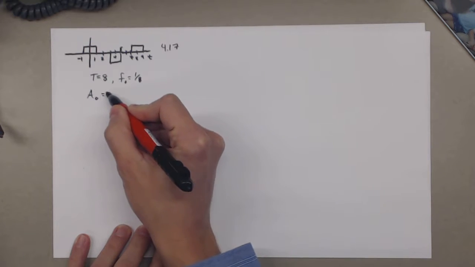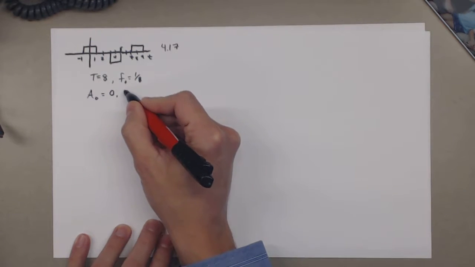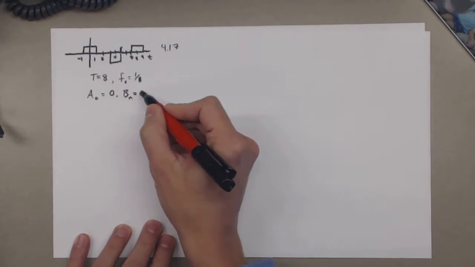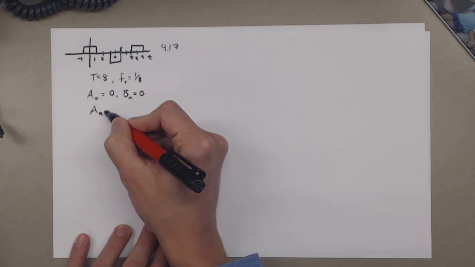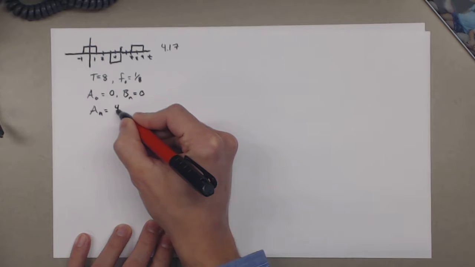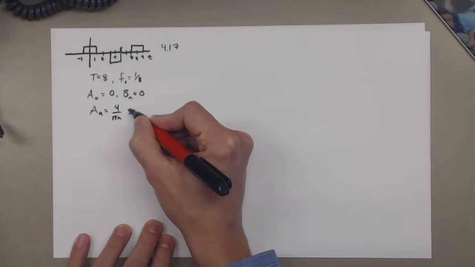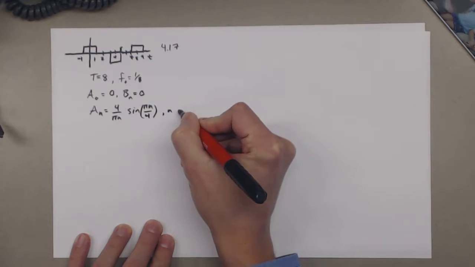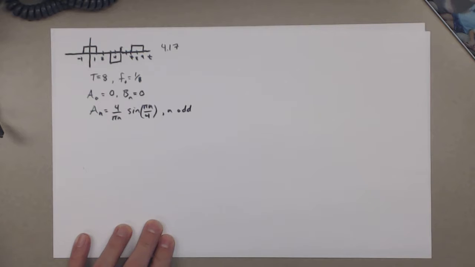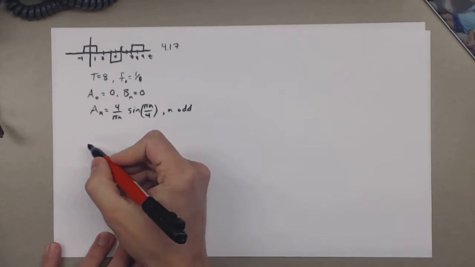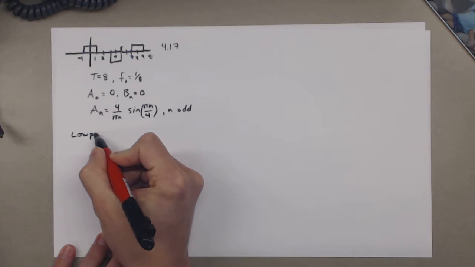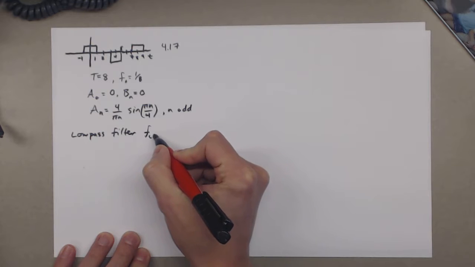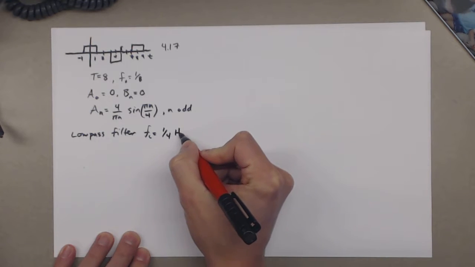And in one of the other videos we figured out what the Fourier series coefficients are. So A0 is 0, the B terms are all 0 because it's an even function. And then we calculated the A terms as 4 over pi n times sine of pi times n over 4, and that's for odd n. So let's just see what happens when we send that through a low-pass filter. And that filter has a cutoff frequency of 1/4 hertz.